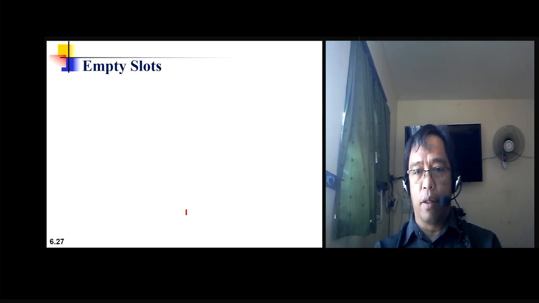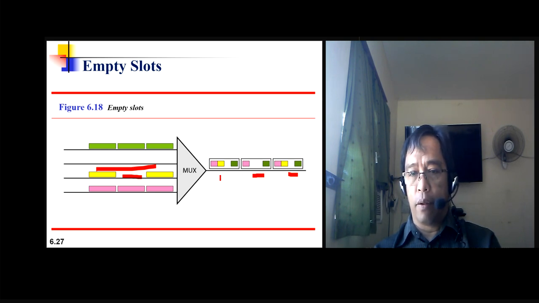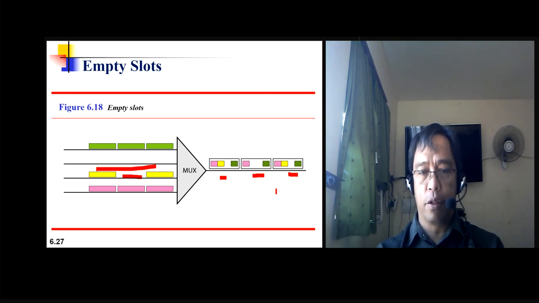Empty slots. Synchronous TDM is not as efficient as it could be. Figure 6.18 shows a case in which one of the input lines has no data to send and one slot in another input line has discontinuous data. Furthermore, the first output frame has 3 slots filled. The second frame has 2 slots filled. And the third frame has 3 slots filled. As you can see in this figure, no frame is full.